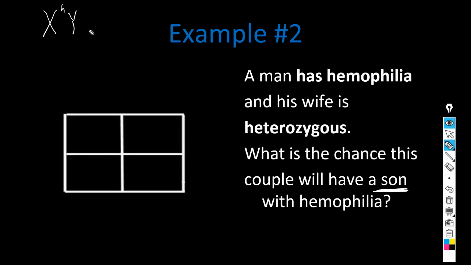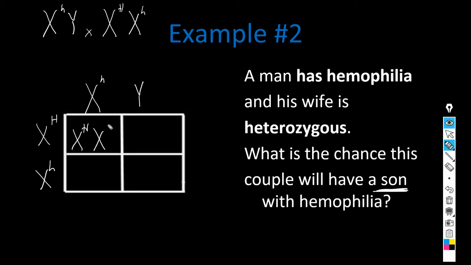X little h, Y. XY is the male. Little h indicates that he has hemophilia. And then it says his wife is heterozygous. So she is going to be X big H, X little h. So I'm going to separate those chromosomes with those alleles over their respective boxes.